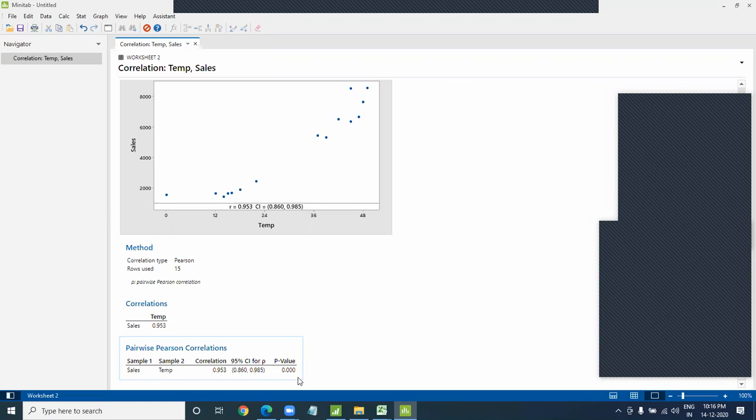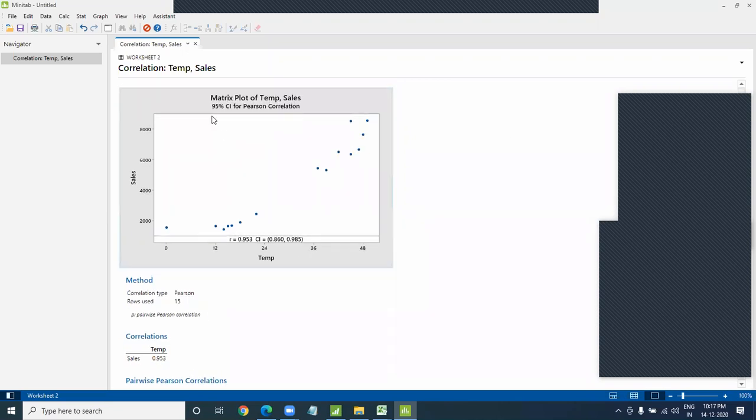Now, how strong is the relationship? What is the nature of the relationship? This is the R value, 0.953. What do you interpret out of that? What meaning do you take out of that? A strong positive relationship? Absolutely, yes. And that's what the graph also tells you.